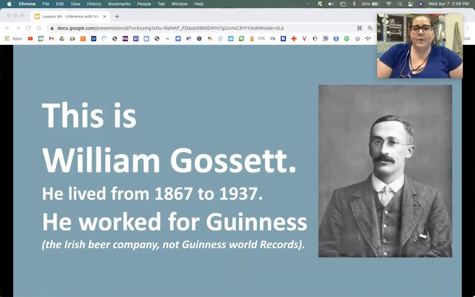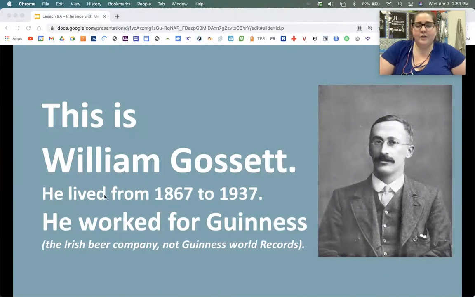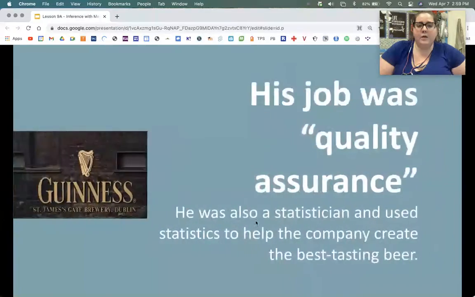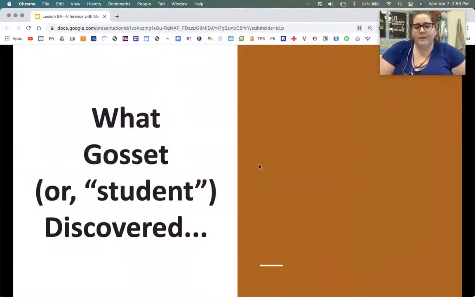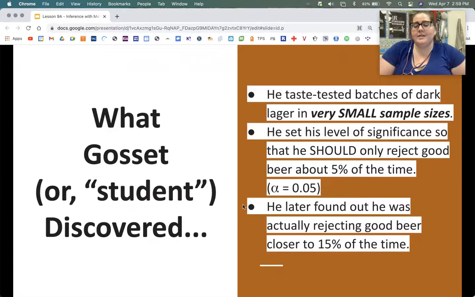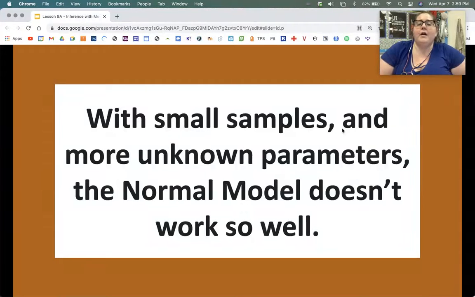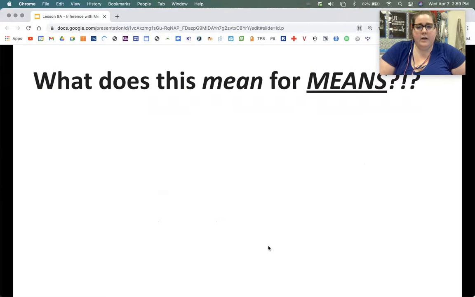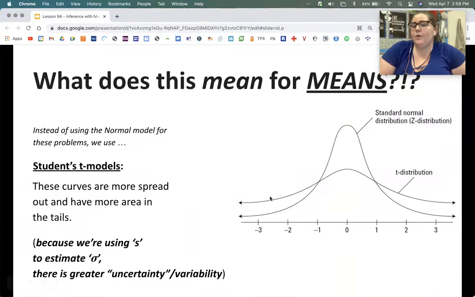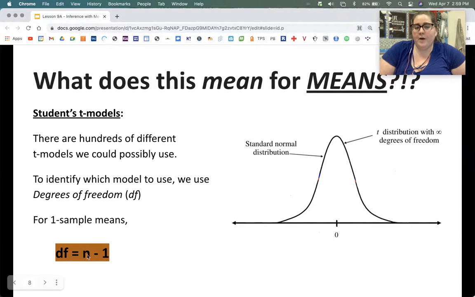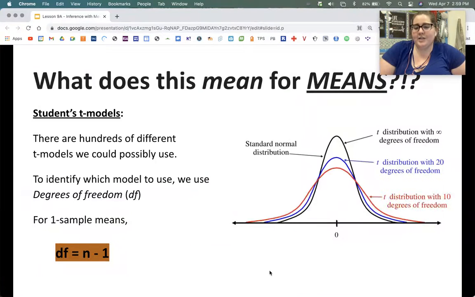In class, I went through and talked a little bit about this dude, William Gossett, why he's important, what he found out about when we're dealing with numerical data, and why we have to do things a tad differently when we're dealing with numerical data, specifically when we have really small samples, which is a lot of the time when we're doing numerical data. So we talked about what the t-distribution is and what's different about it compared to the normal model and how we have to kind of change things a little bit.